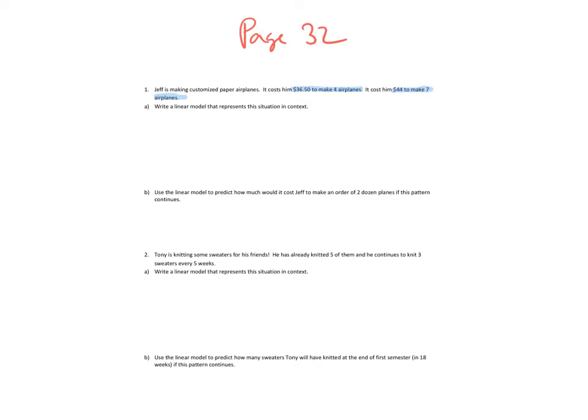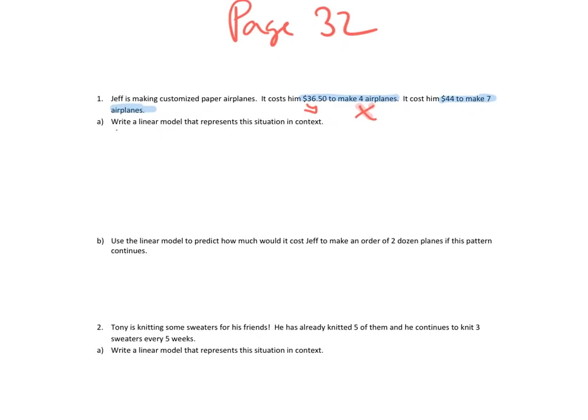And so the thing that causes, we call it the independent variable. You've probably heard that phrase before. So that 4 number, the number of airplanes, is going to be x, and the price is going to be y, our dependent. So my 2 data points are going to be (4, 36.50) and (7, 44). So what I want you to do, grab a calculator, and you can pause the video and try to find the slope here.